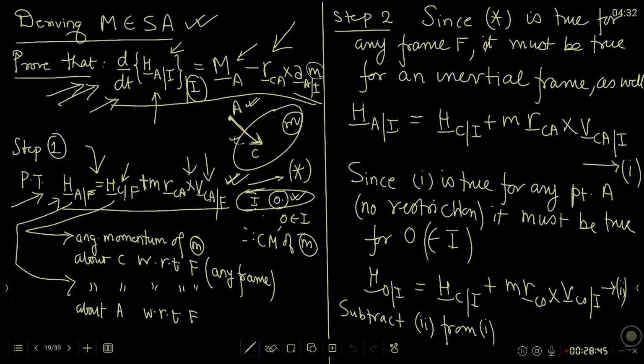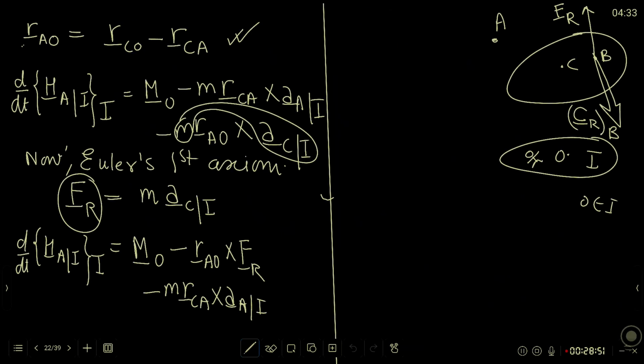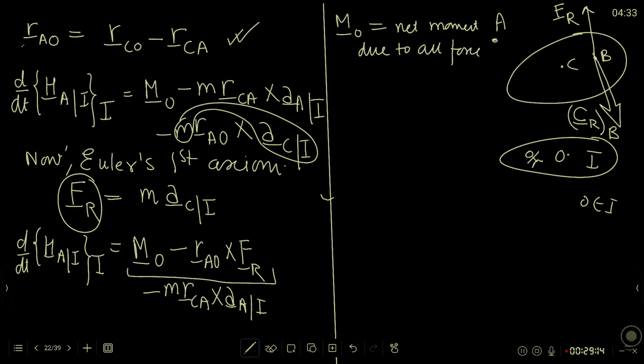Now I am going to combine these two terms. So what is MO? MO is the net moment due to all forces, external forces, about point O. So given that the force system has FR and CRB, what should be MO? MO should be RBO cross FR minus CRB.